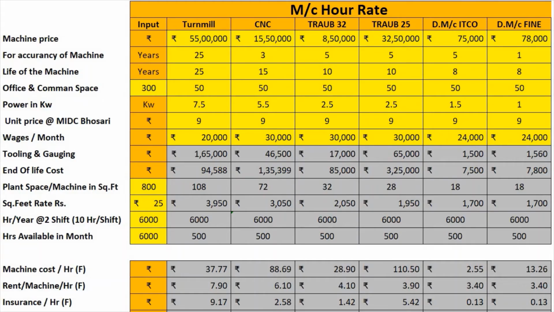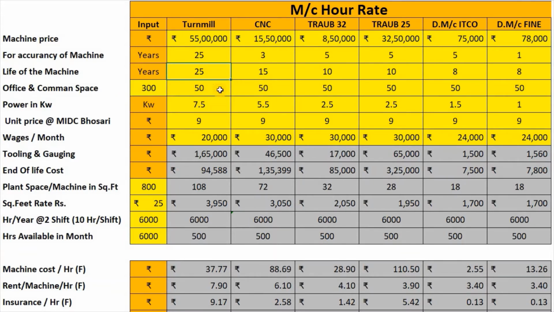Here it shows that there are different types of machines: turn mill, then CNC, Drop 30 to 25, then drilling machine and drilling tapping machine. We should know the complete machine price. Here a turn mill is 55 lakhs, the CNC is 15 lakh 50,000, and the Drop is 8.5 lakhs. We assume the life of the machine is 25 years.